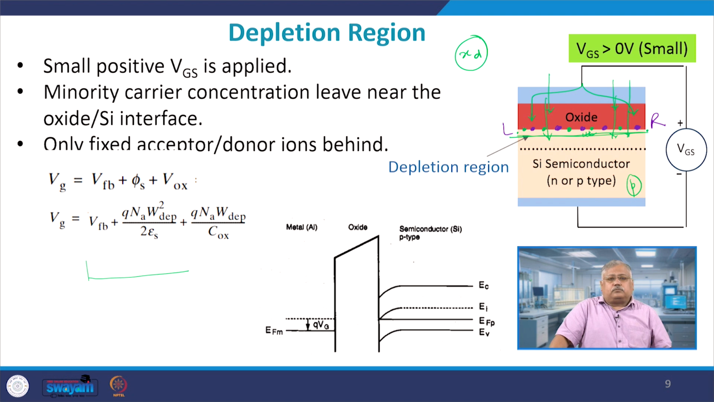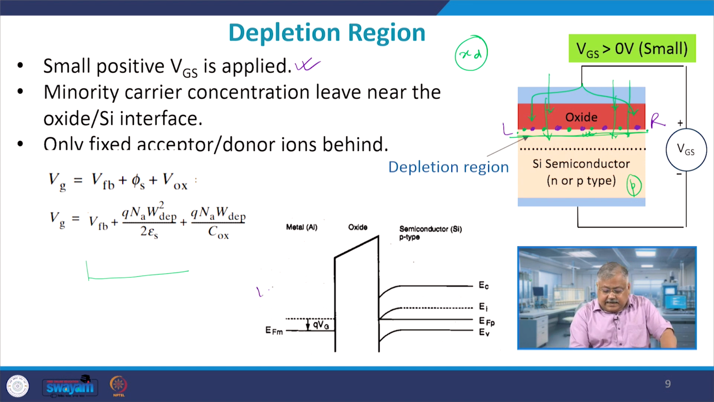Now, as written here, if you apply a small positive gate to source voltage, the minority carrier concentration will leave near the oxide silicon interface, and only fixed acceptor or donor ions will be remaining there. So, these are fixed charges, and therefore, they will form a positive bias at this particular point.